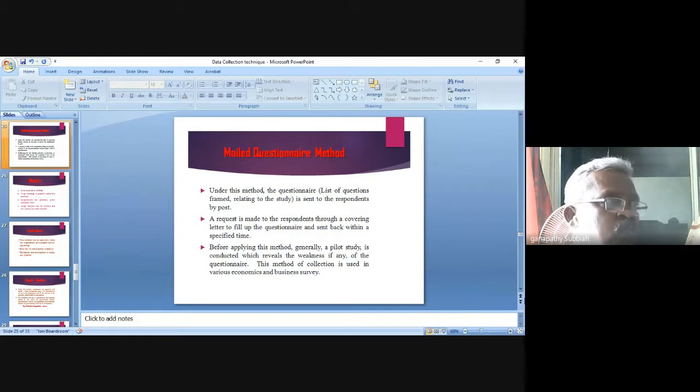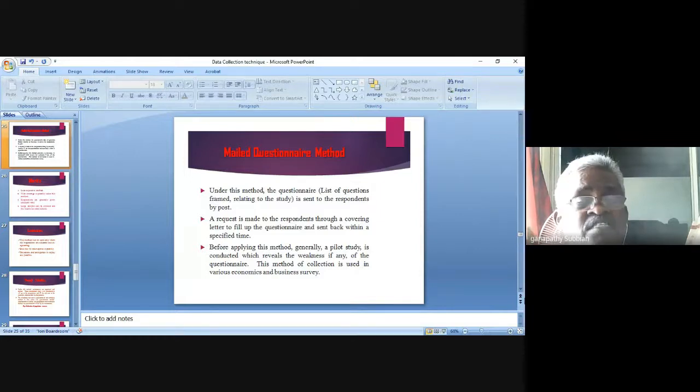Then mailed questionnaire methods, another important technique of data collection. Under these methods, the questionnaire, that is a list of questions framed by the researcher relating to the study, is sent to the respondent by post.